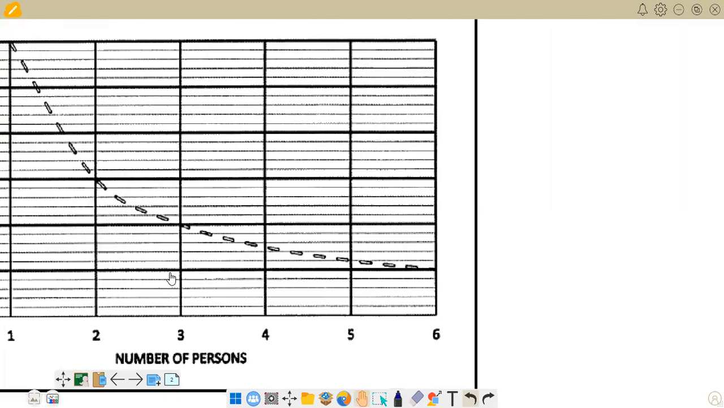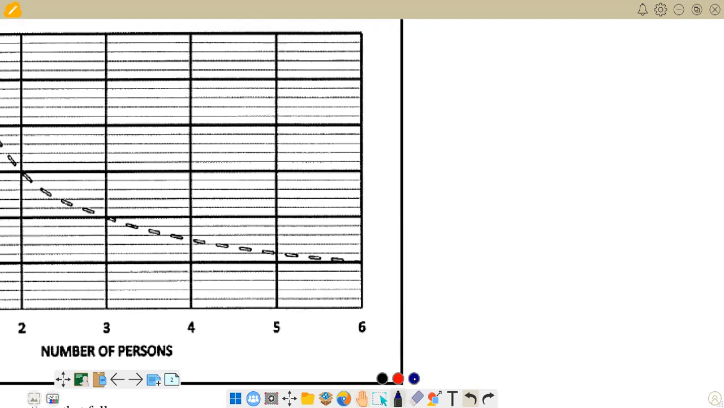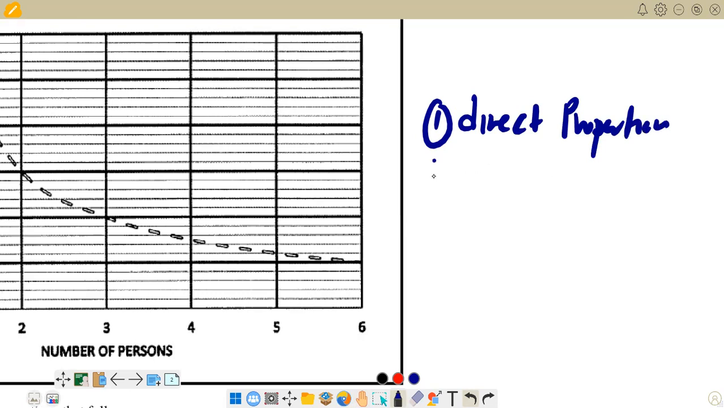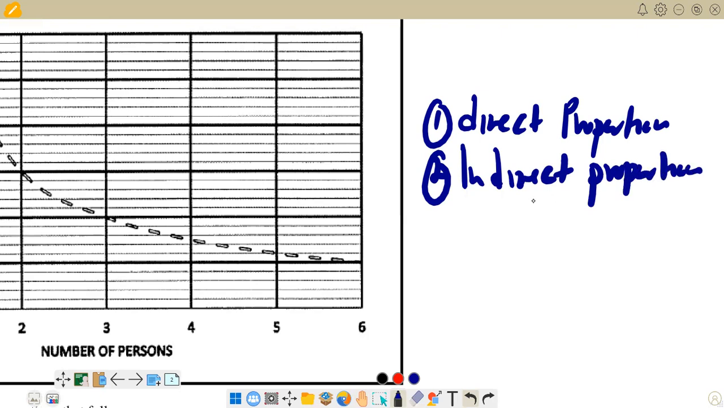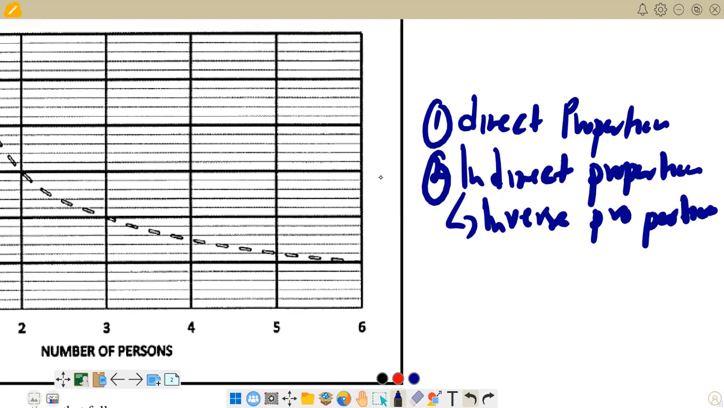We have a direct proportion, and we can have an indirect proportion. A direct proportion and an indirect proportion. And indirect, we can as well call it an inverse proportion. So these are the two proportions that we have.